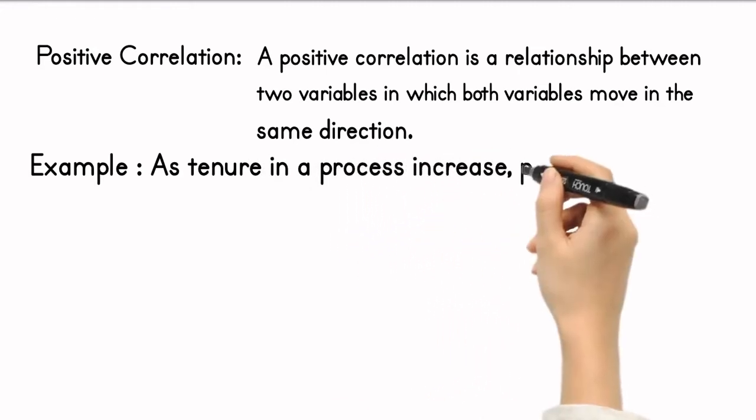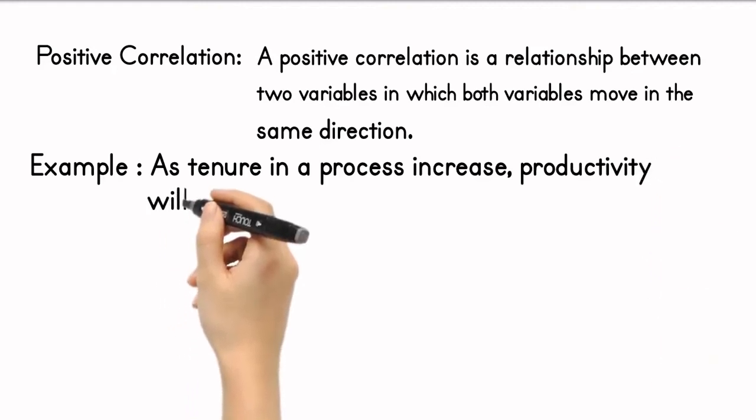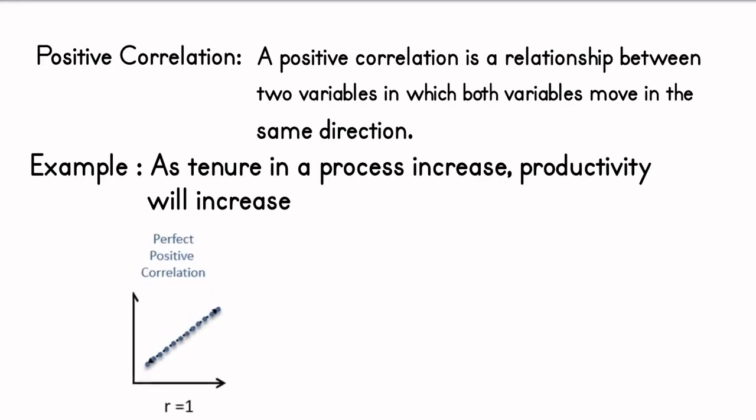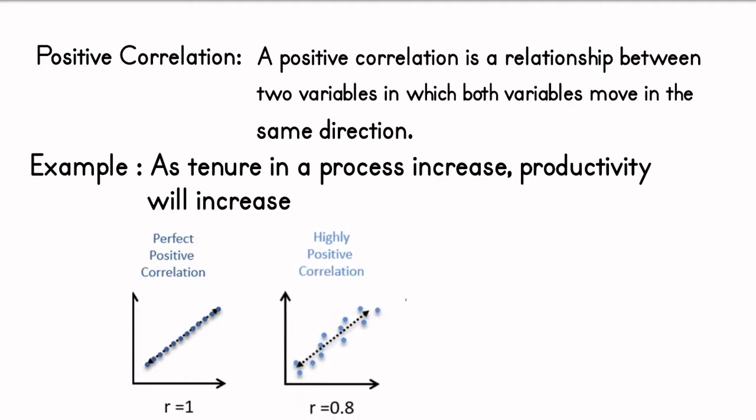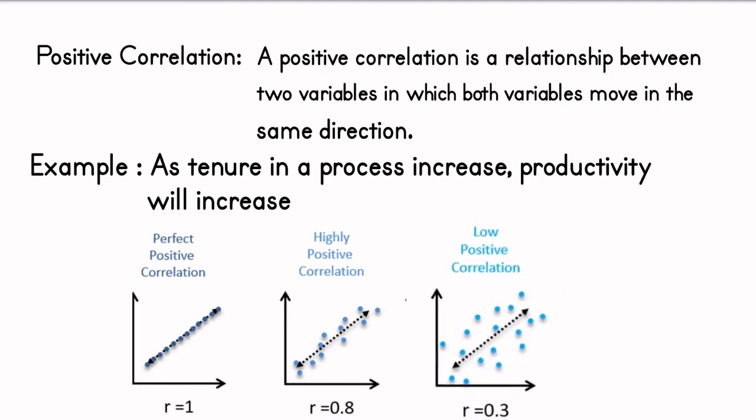Based on the strength of relationship, it is further classified as perfect positive correlation. For this type, the correlation coefficient value will be +1. Strong or high positive correlation: for this type, the correlation coefficient value will be above 0.8. And low positive correlation: for this type, the correlation coefficient value will be between 0.3 to 0.8.